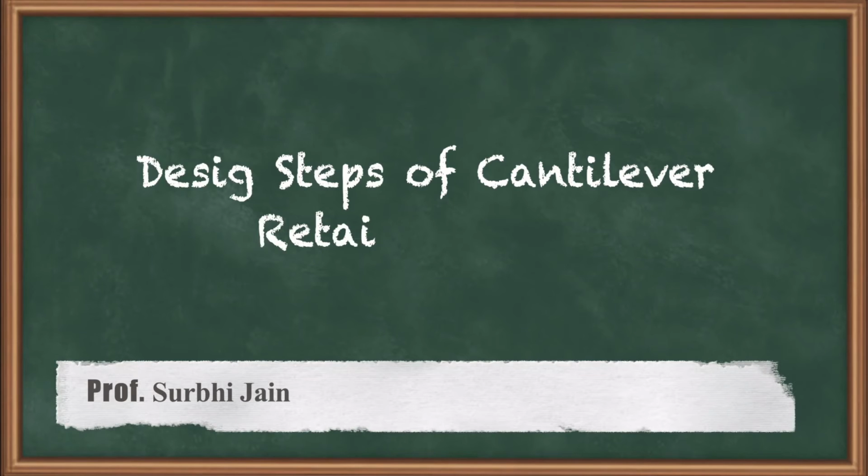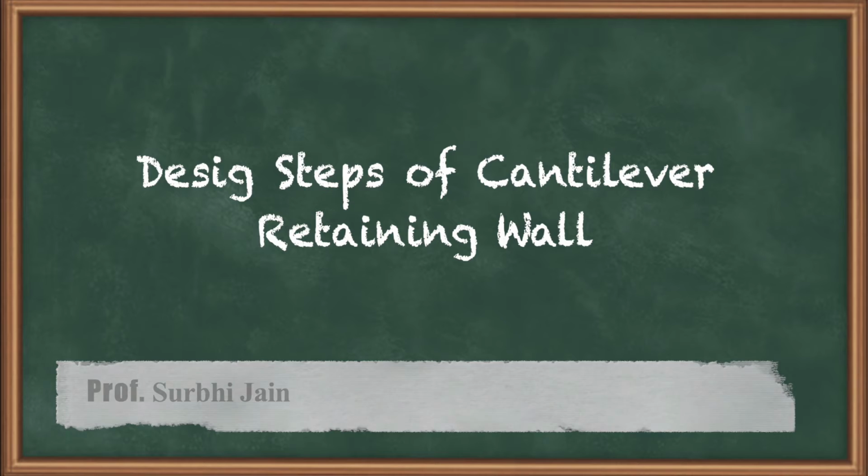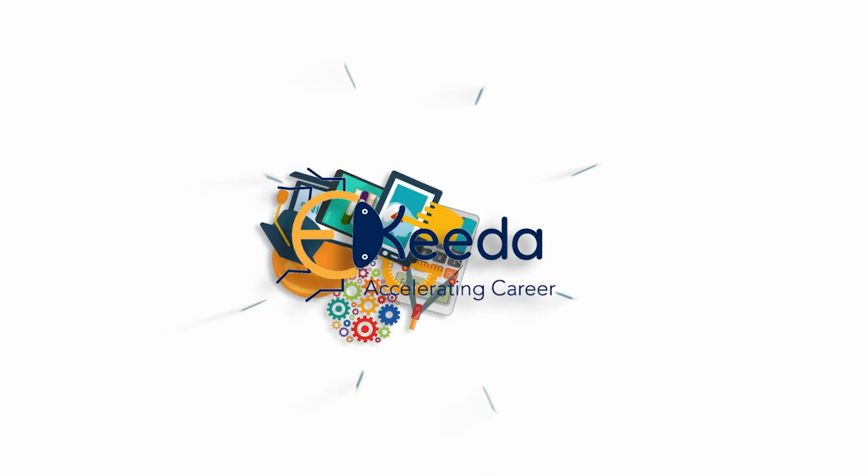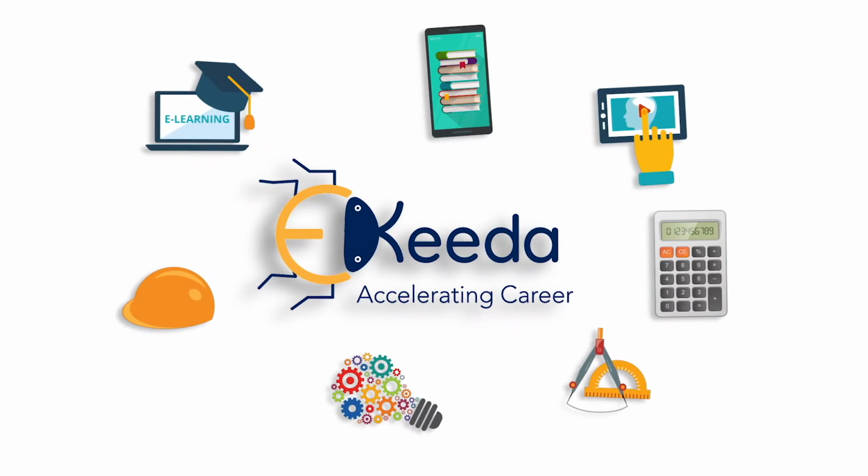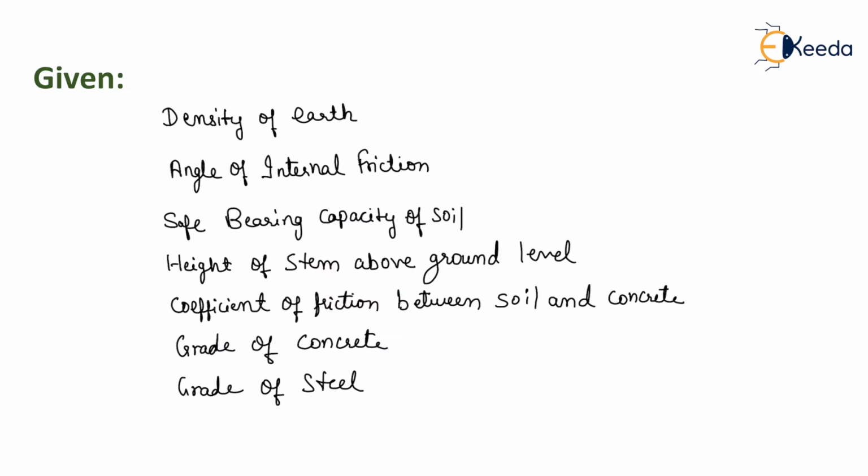Hello students, today we are going to study design steps of cantilever retaining wall. First of all, we will write given from question: density of earth, angle of internal friction, safe bearing capacity of soil, height of stem above ground level, coefficient of friction between soil and concrete, grade of steel. These all values are given in question.